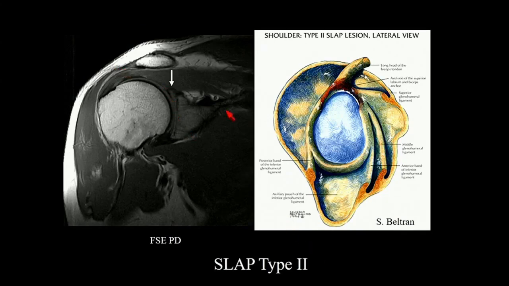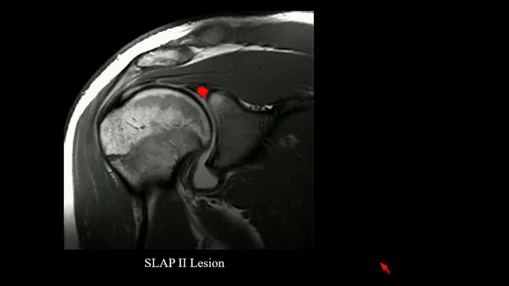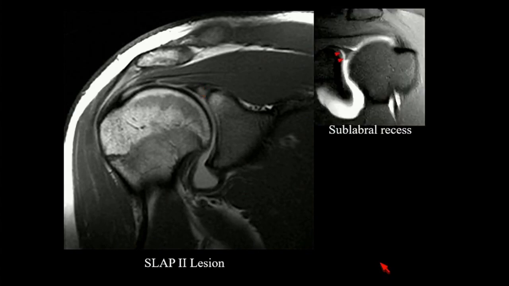This is a type 2. You can see there's increased signal within the substance, widening of that interval. Here's another example of a type 2 lesion. Look at that increased signal within it as opposed to a normal variant.